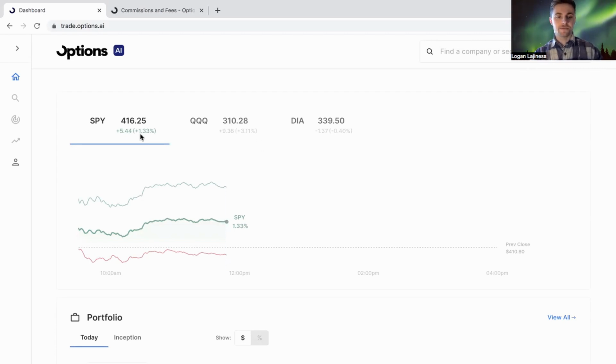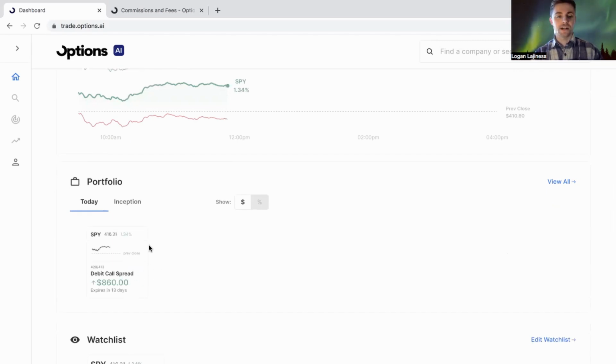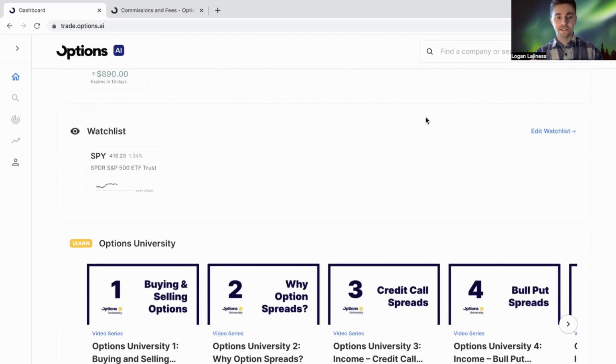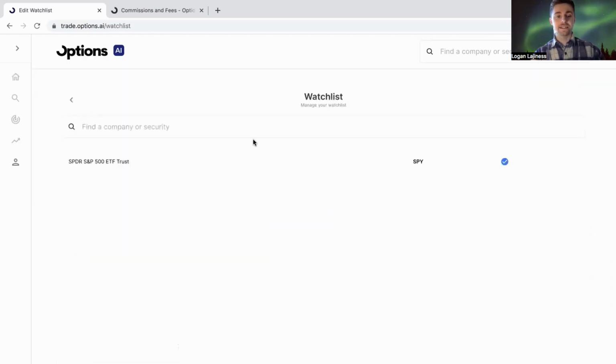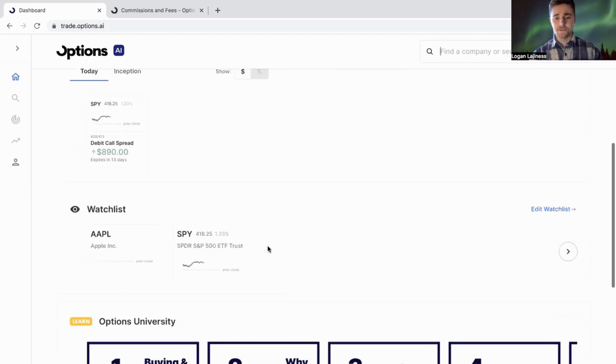So for example, we have SPY pulled up here. I did paper trade and put this debit call spread on yesterday, just messing around with the platform, feeling it out a little bit, but you can see your percent gain on all your trades down in your portfolio tab. You can come down to the watch list. You can edit this watch list and add any stock that you want, like Apple. We have earnings today for Apple. So I have SPY and Apple on my watch list. Click the back arrow, we scroll down, here's Apple, here's SPY, and those update and you have a watch list now.